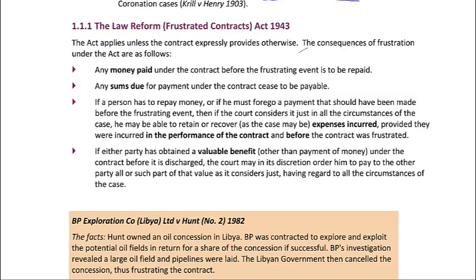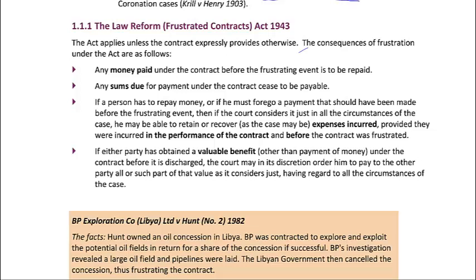Now, as I mentioned, the Act says what will happen where a contract is frustrated. Now, to me, this always seems a very fair and sensible provision. First of all, if you've paid anything under the contract already, for instance, a deposit to rent the room to watch the royal procession, then that money should be repaid. And if you owe anything in the future, obviously that's not payable because the contract is not going ahead.